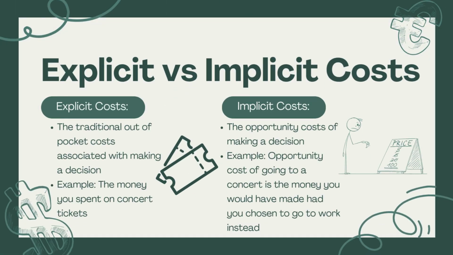What are explicit versus implicit costs? Explicit costs are the traditional out-of-pocket costs associated with making a decision. For example, the price of groceries. Implicit costs are the opportunity costs of making the decision. For example, the money you could have made by picking up an extra shift instead of hanging out with friends.